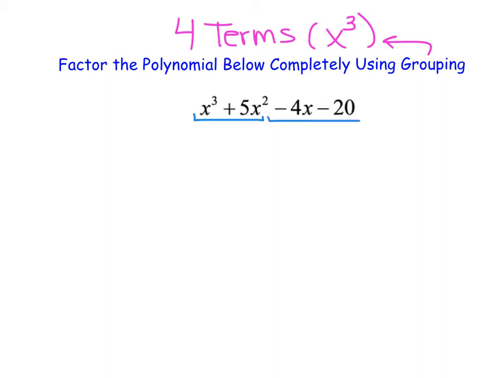And if your brain is thinking that this looks really similar to what we did when we factored trinomials, you're right. This is exactly what we did. So we start off the same. We have four terms, and we're going to factor out the greatest common factor in each one.